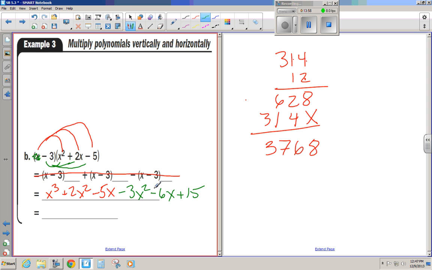So now I combine like terms. There's no other x cubed, so it's just x cubed. 2x squared minus 3x squared becomes minus x squared. Minus 5x minus 6x becomes negative 11x. And then the last piece is just plus 15.